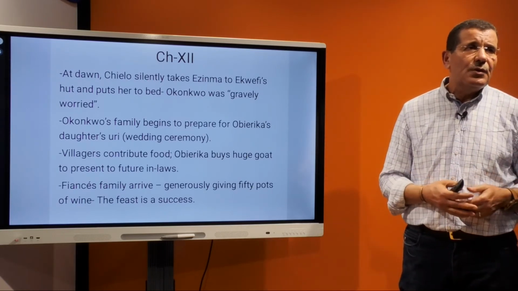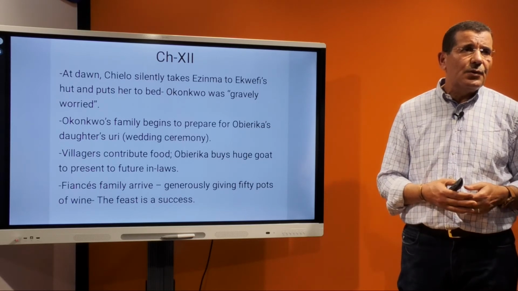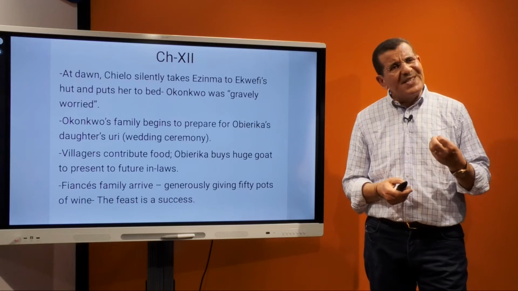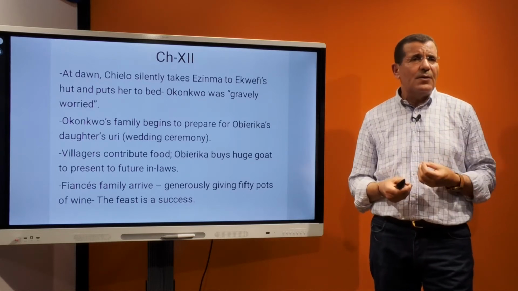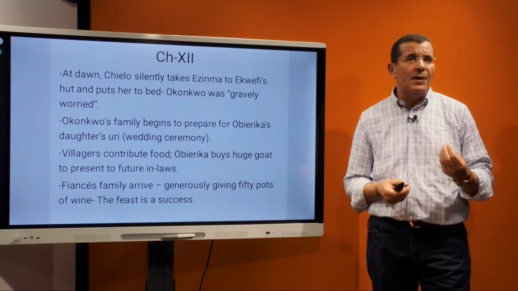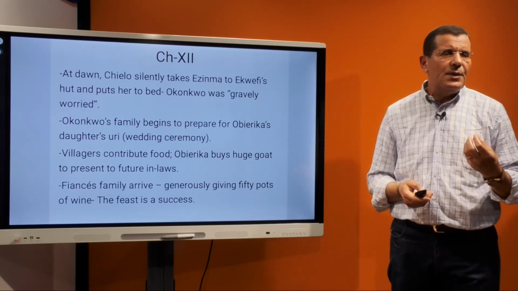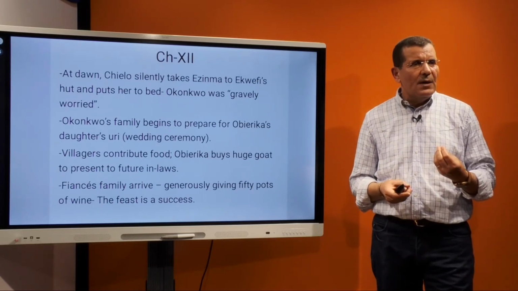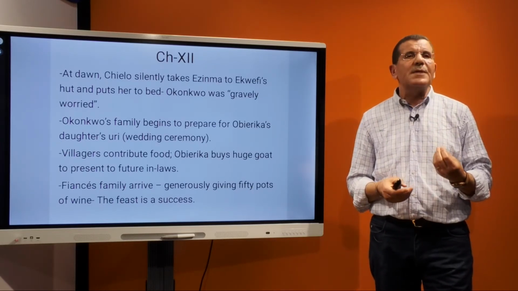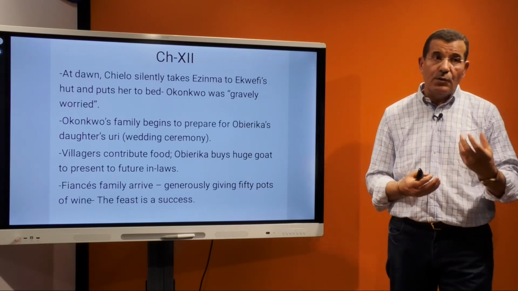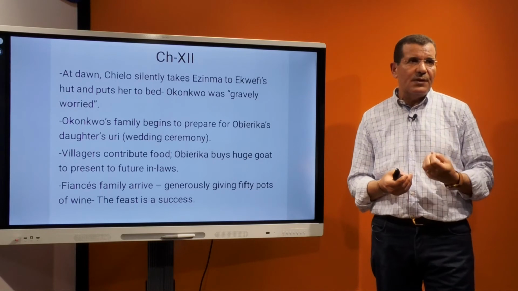Preparation for Obierika's daughter's uri, and Obierika, by the way, in the novel, is one of Okonkwo's friends, and stands for reason. He tries to reason things in Umuofia, which is missing, while Okonkwo is represented as an impulsive character, a violent character. Obierika is the voice of reason in the novel.